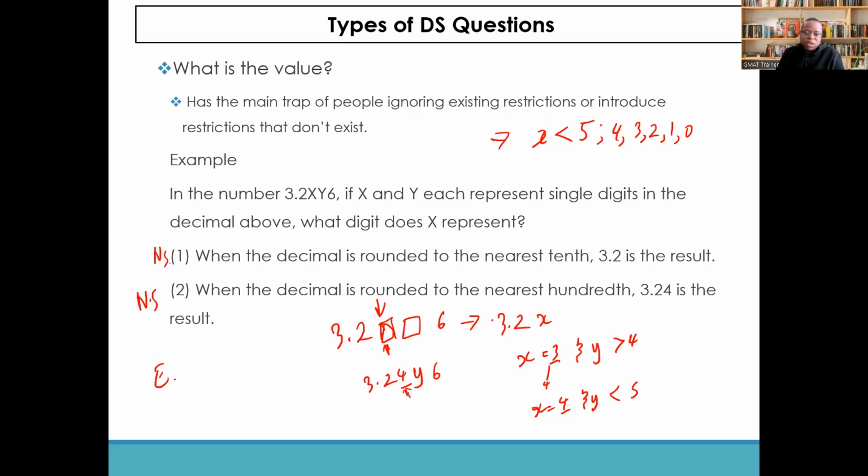And the correct answer would be E. Neither of the statements is sufficient, together or independently. So you still need more information to determine sufficiency, which is the value of y.